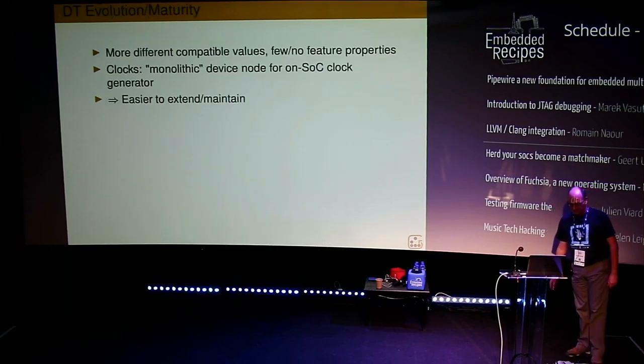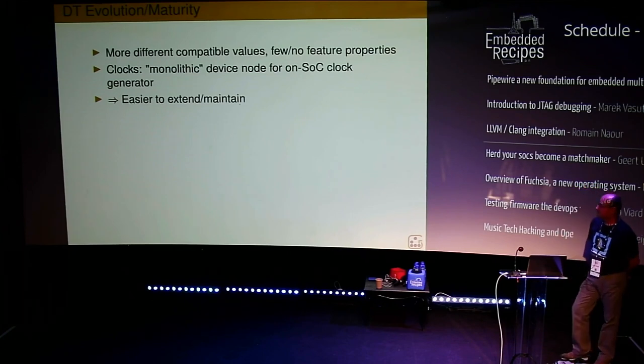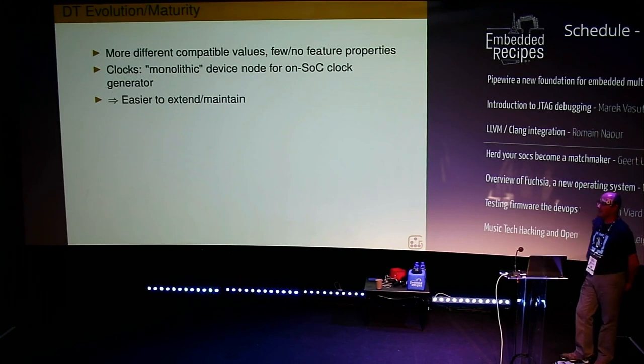So DT evolved, and we started using more different compatible values and fewer or no feature properties at all. Another big difference is that in clocks, we went from this description of lots of clocks to one monolithic device node with a specific compatible value for each SoC clock generator, because all of this is much easier to extend and maintain.